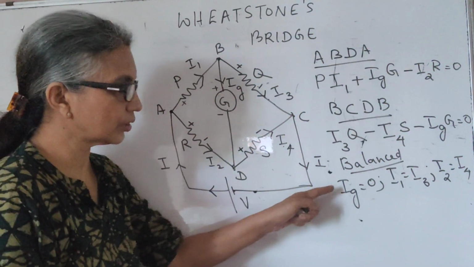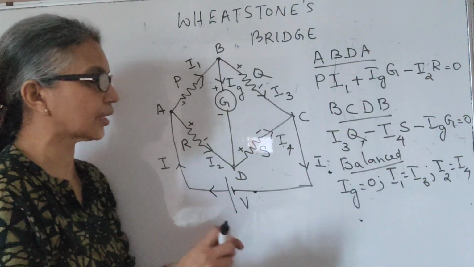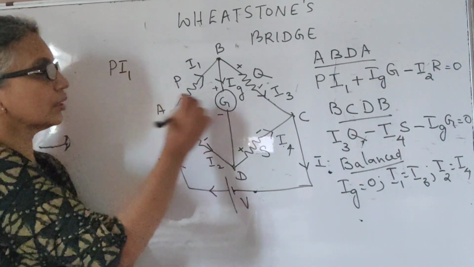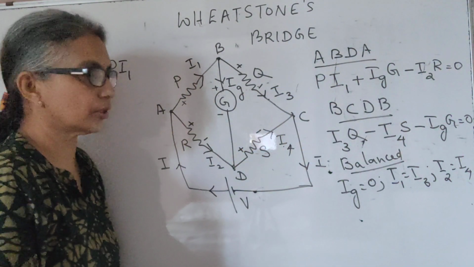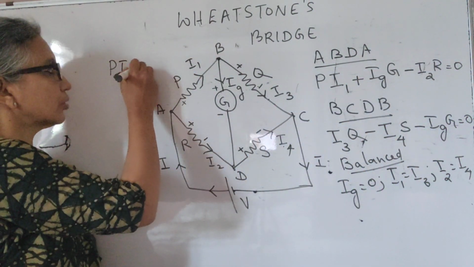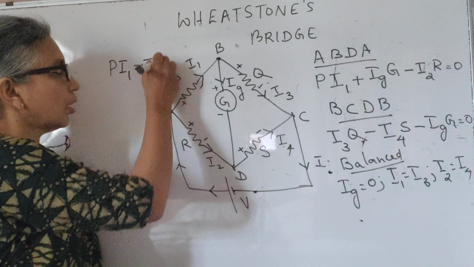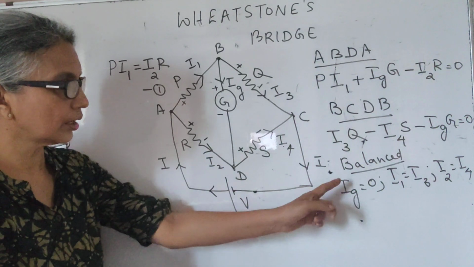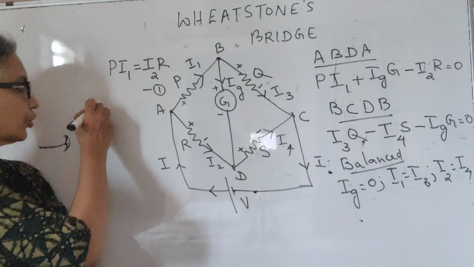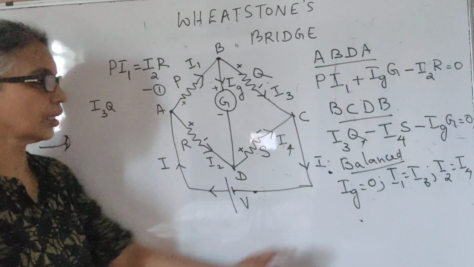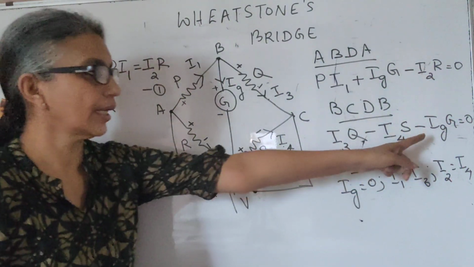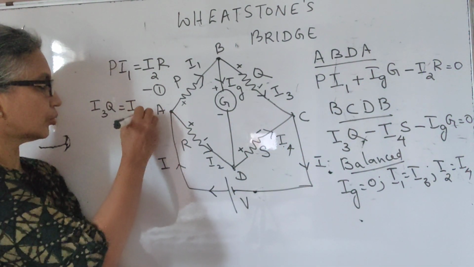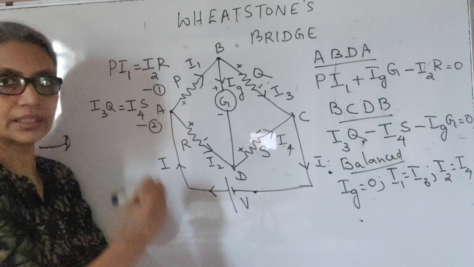Right? Now I'm going to substitute all these conditions in my two equations. The equations that I'm going to get will be P into I1, and this is 0 because Ig is 0, and this I'm going to take to the right hand side, so I'll get I2 into R, which is my first equation. Then in the second one I have I3 into Q. This is taken to the right hand side and this Ig becomes 0, so that term is not there. It will be equal to I4 into S. That I take as the second equation.